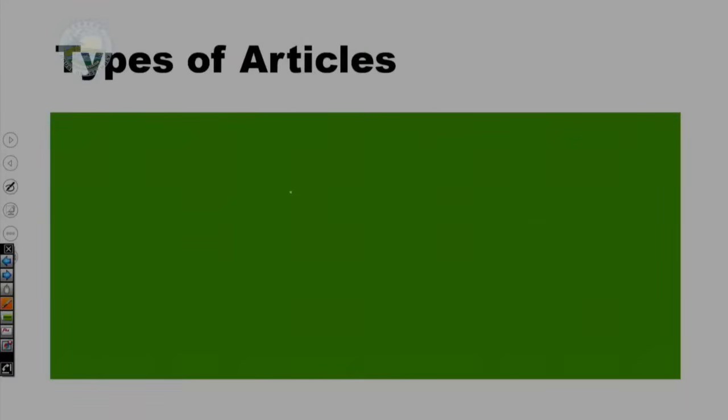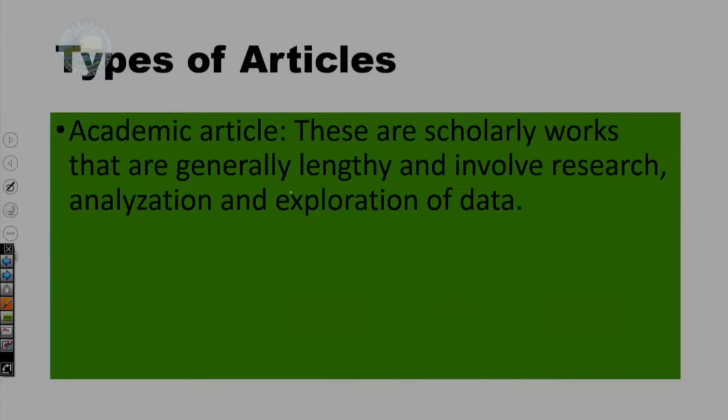Types of articles that we can explore will include the academic article. Academic articles are scholarly works that are generally lengthy and involve research, analysis and exploration of data. When we talk here about scholarly works, this is usually the kind of article that would be done by researchers at tertiary institutions when they're working on their thesis or a dissertation. So it's scholarly and it's generally lengthy. This is not a one page, it's not your 500 words. They usually tend to go into the thousands in terms of word length. So it's research, analysis, and exploration of data.